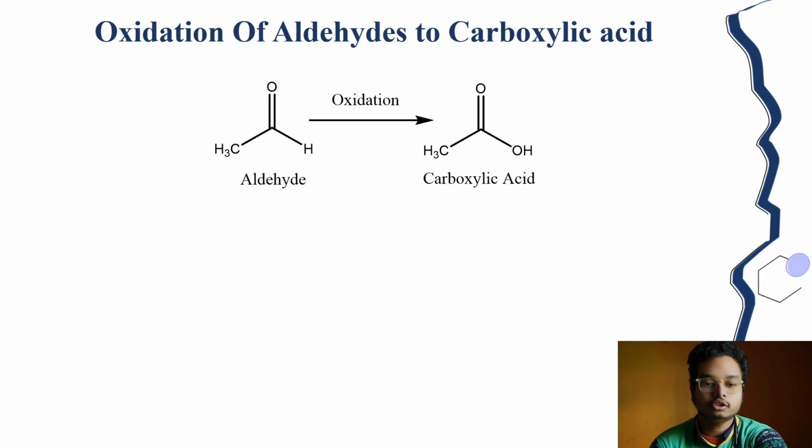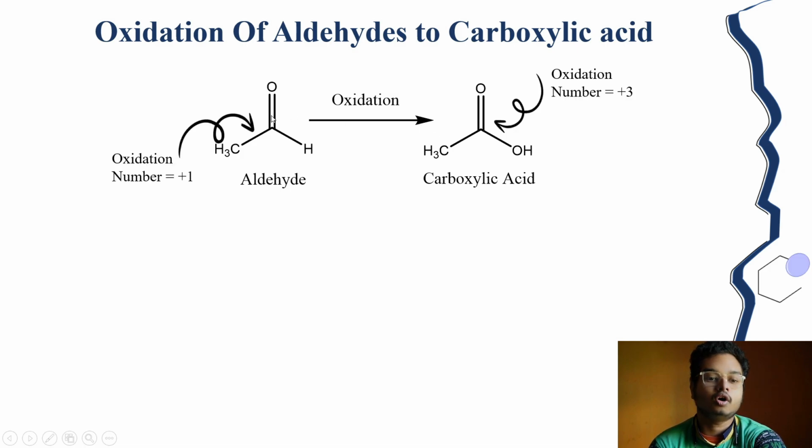Okay, so first of all, this is an aldehyde. This will undergo oxidation to get the corresponding carboxylic acid. And how is it an oxidation? First, the oxygen is inserted here. That means it is oxidation. Also, here the carbon oxidation number is +1, and in the carboxylic acid, the carbon oxidation number is +3. That means a +2 oxidation is happening here, aldehyde to carboxylic acid.